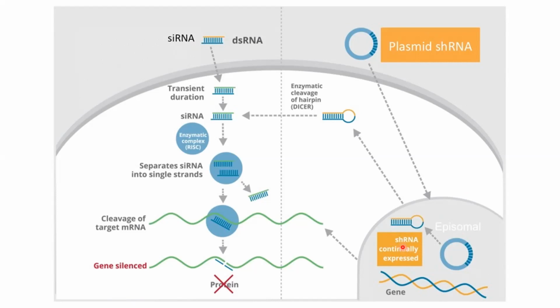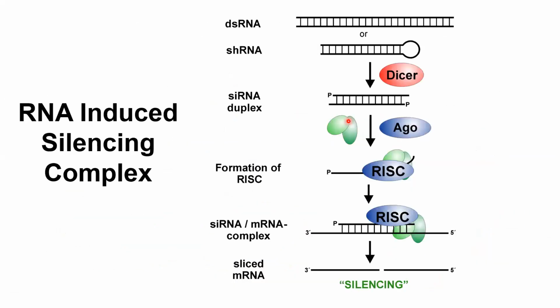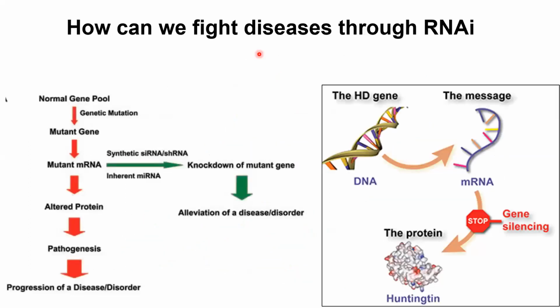So shRNA or siRNA, it does not make any difference, will be continuously produced, and the enzymatic cleavage of the hairpin or the double-stranded RNA, just like in this case, you see either it's a shRNA or a dsRNA, it's the same case, nothing will change.